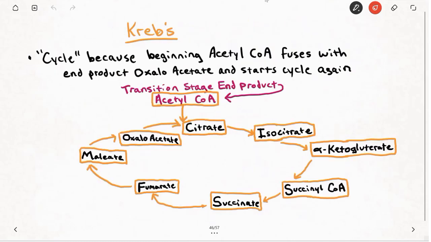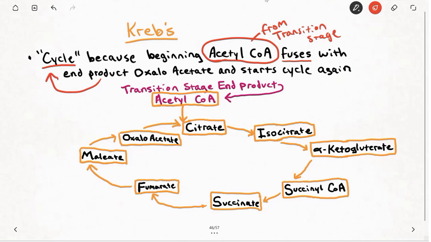Don't get confused. Now, the Krebs is definitely a cycle because the beginning is the acetyl-CoA we got from the transition stage, and it fuses with the end result of the same Krebs cycle. So this end result of the previous Krebs cycle being processed is oxaloacetate. You take that and it fuses with the acetyl-CoA, which was the end product from the transition stage, and you put them together and you get citrate.